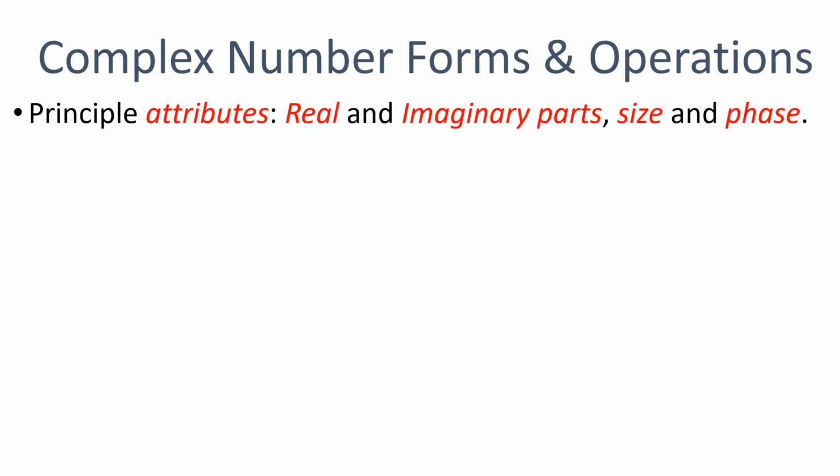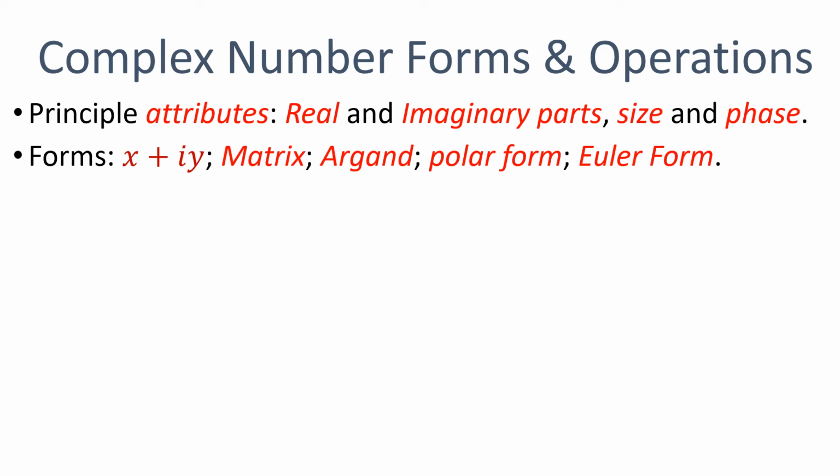So, complex number forms, complex number operations. The main attributes, let me say again: this notion of the real part of a complex number, this idea of the imaginary part of a complex number, this notion of size, and this notion of phase. The different representation forms we saw: there's a standard form, we have this idea of representing a complex number as a point on an Argand diagram, this polar coordinate form, and the Euler form of a complex number.